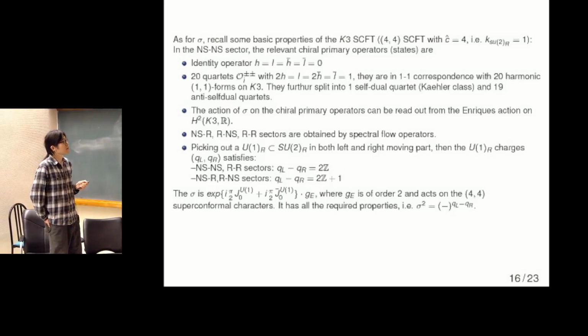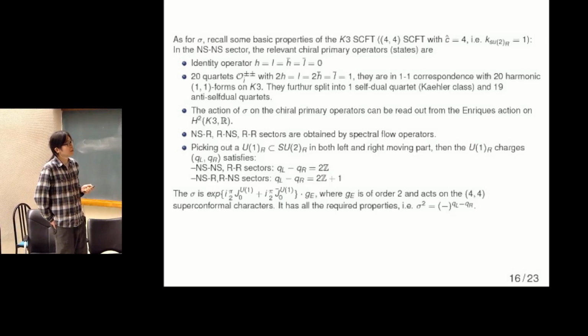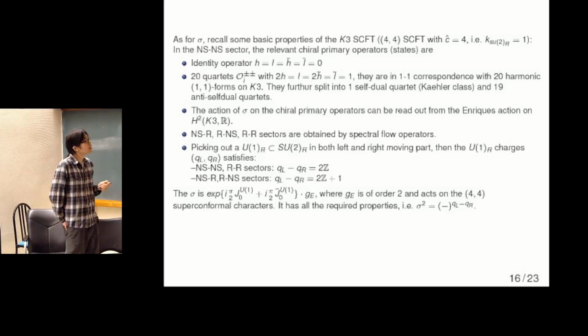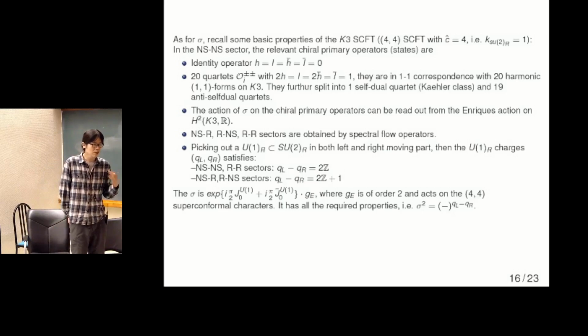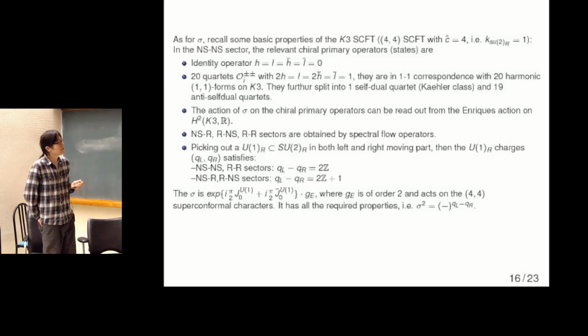Okay, first we focus on the NS-NS sector. The relevant chiral primary operators are the following: the vacuum, corresponding to the identity operator, and we also have 20 quartets. They are in one-to-one correspondence. h here is the conformal dimension. I is referring to the quantum number under the SU(2)_R symmetry. And they are in one-to-one correspondence with the 20 harmonic (1,1) forms on K3. And they're further split into one self-dual quartet, which is the Kähler class, and 19 anti-self-dual quartets.